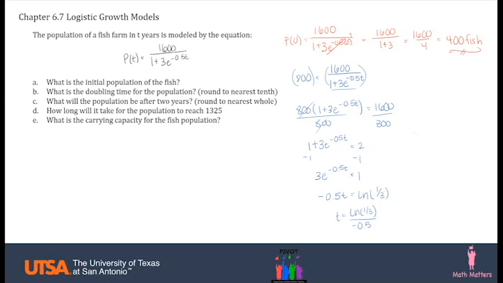And then when we plug this into the calculator, we get about 2.2, and that's rounded to the nearest tenth. So after 2.2 years, the population is going to double.